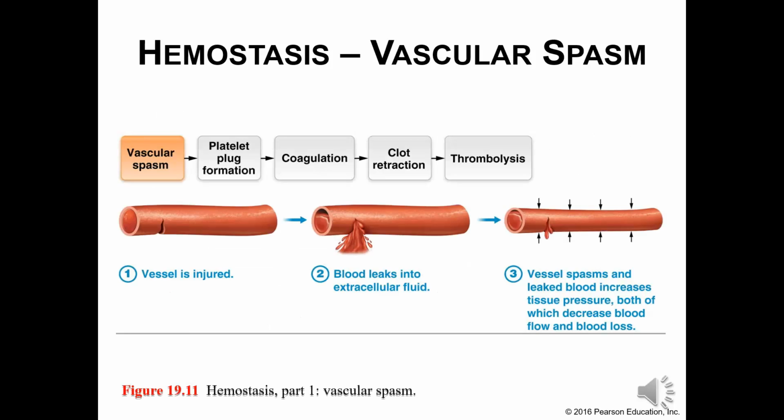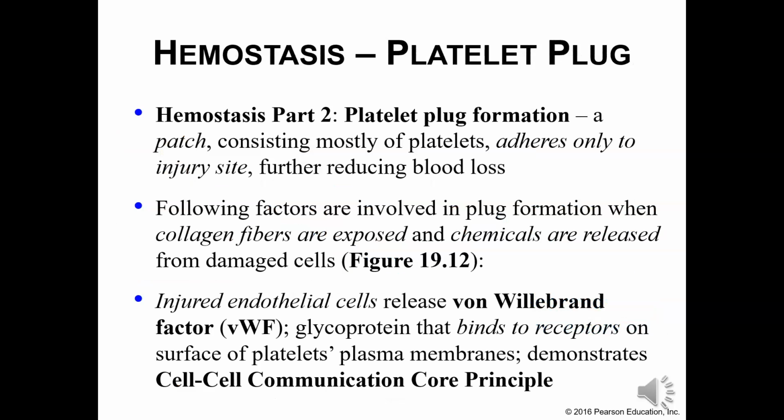So first, your injured vessel, your blood starts leaking out into the extracellular fluid. The vessel then goes through vasospasm, which is constriction of the vessel, which increases tissue pressure, and which decreases your blood flow and blood loss. Second event occurring is your formation of your platelet plug, which is kind of a patch, which is an aggregation of platelets, which only adheres to the injury site. And that further reduces any blood loss.